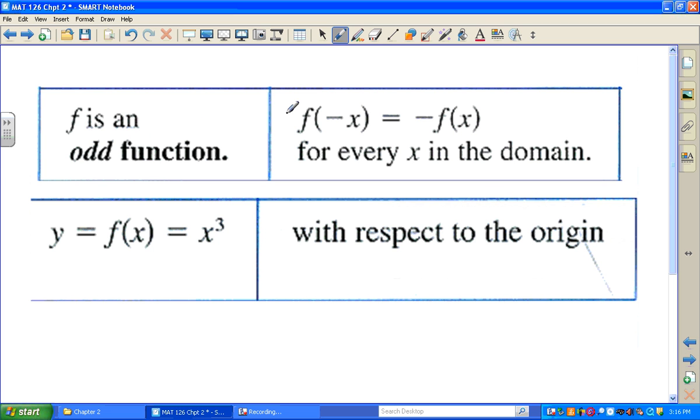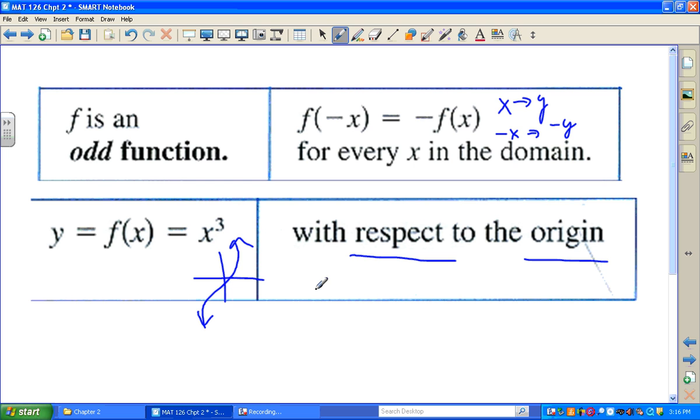An odd function. F of negative x equals negative f of x. We said x would give you a y, a negative x would give you a negative y. It also had symmetry with respect to the origin. Y equals x cubed is one of those. We said that you could check to make sure it had symmetry with respect to the origin. All right? So we're going to work with functions today, function notation, all sorts of things like that. All right? Got that written down?